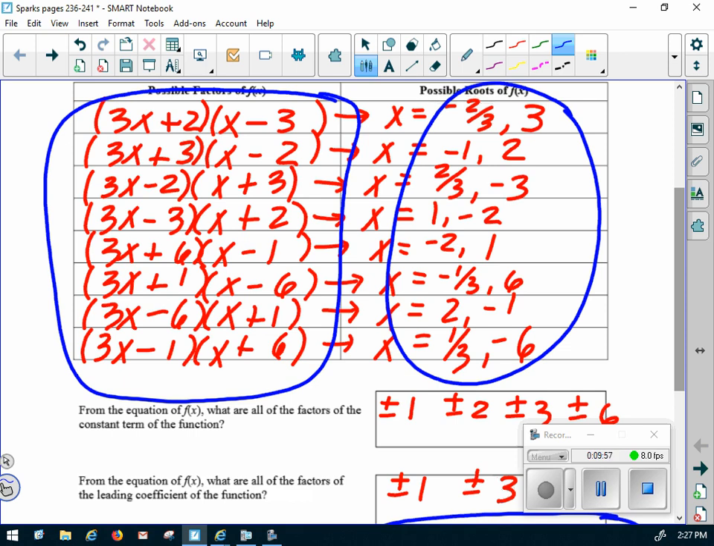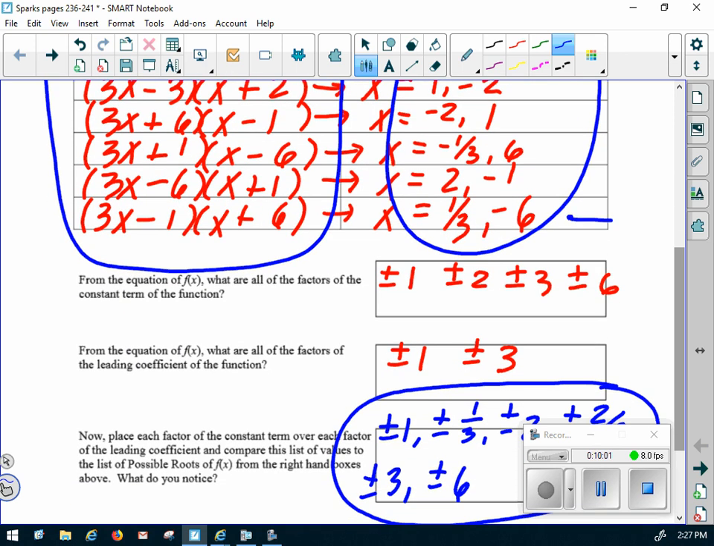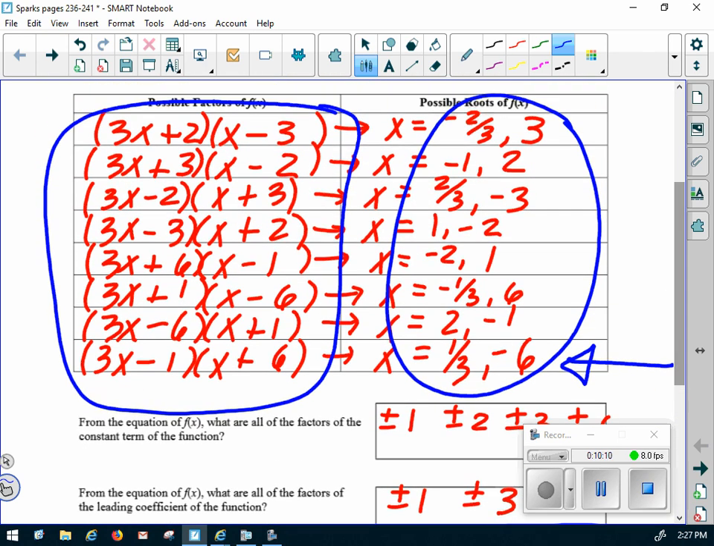Now, we know only one works, right? We know this is the only one that works, so we know the only roots are 1/3 and -6. But these were all the possibilities. It all comes from how you were able to guess and check all the different options. That is all I wanted to show you from day 28.